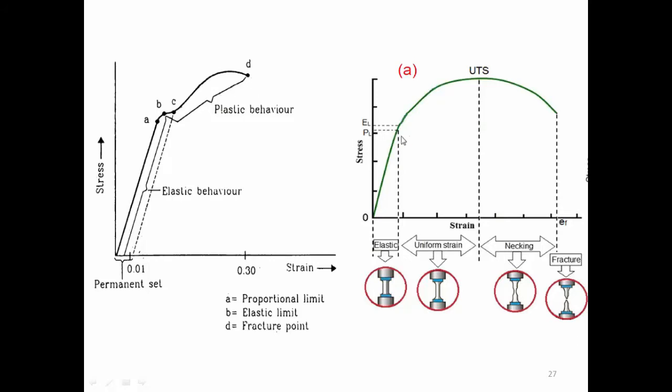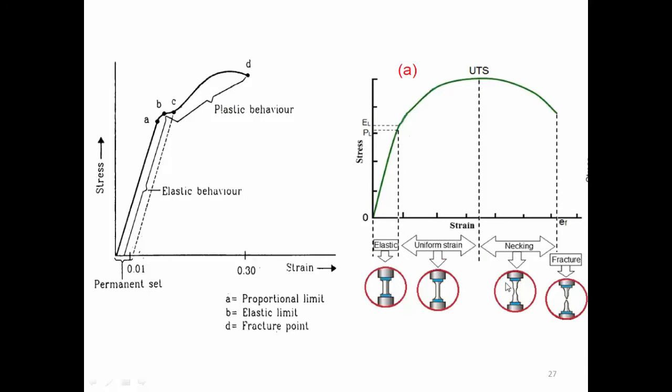Now if I increase my stress beyond this yield stress, the material will plastically deform, but the deformation will be uniform. I mean, the length of my wire is increasing due to the stretching force, but the increase of length is uniform, so the diameter will thin uniformly throughout this length. Now there comes a stress beyond which this uniform strain will not be there.